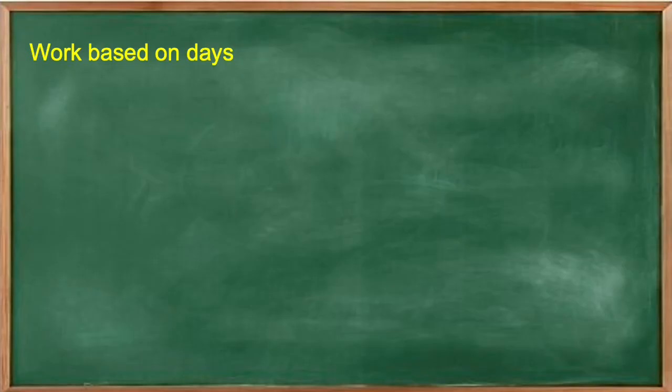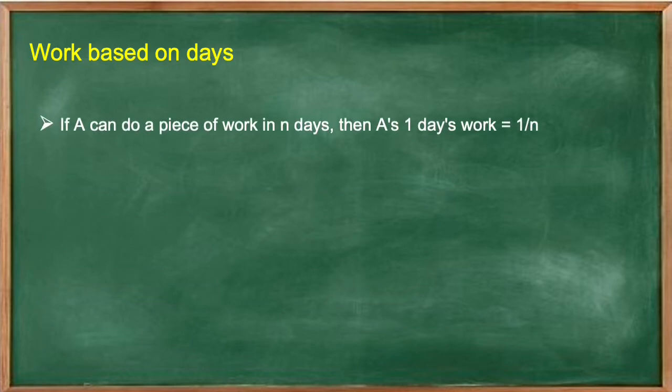Work based on days. Here we will study a method called flip method. This is also known as unitary method because we find out the work done in unit day or one day. So the rule is, if A can do a piece of work in n days, then A's one day work is equal to 1 divided by n.